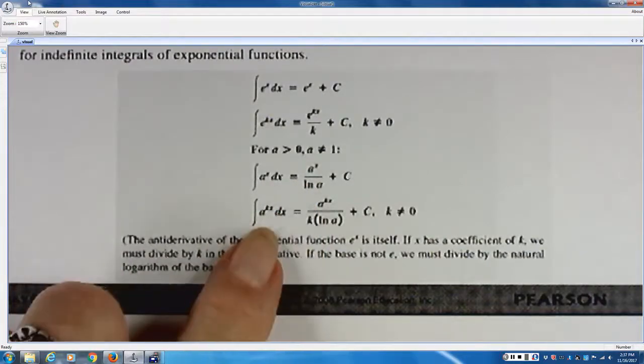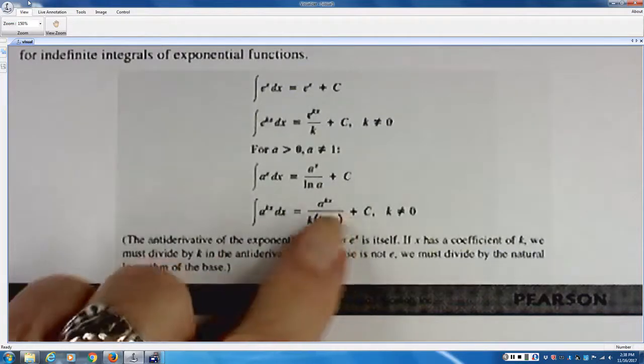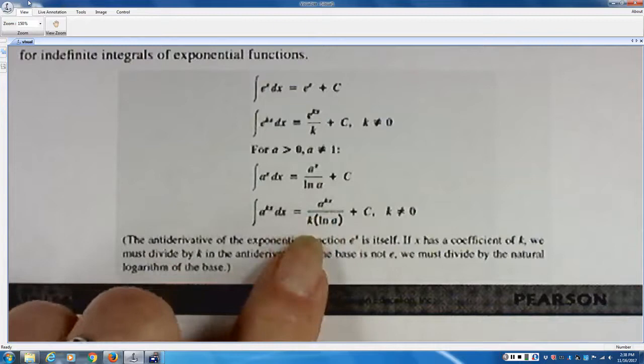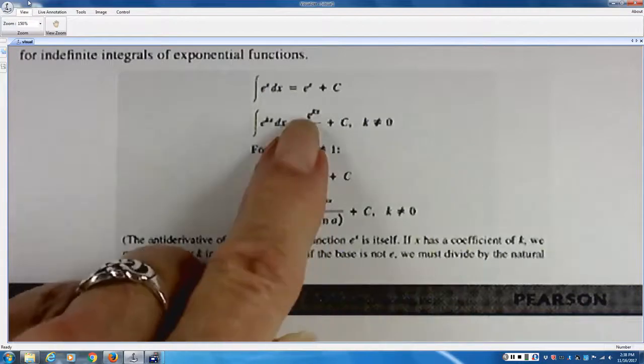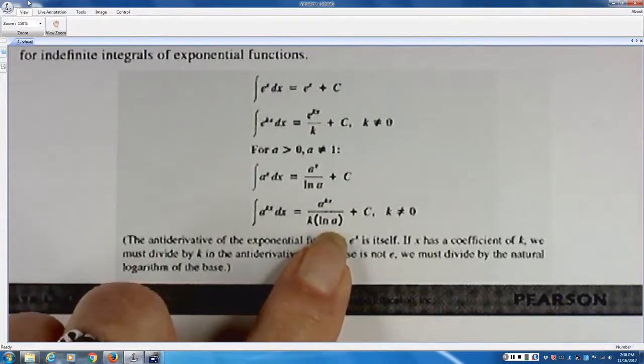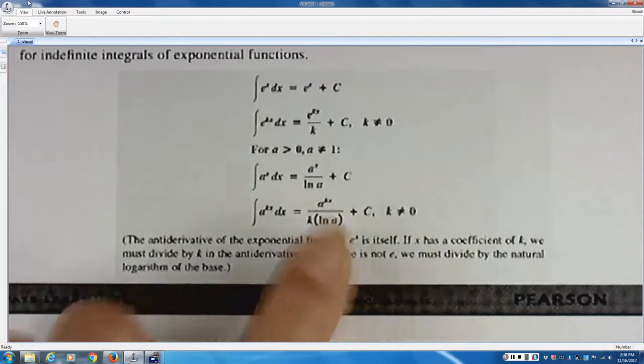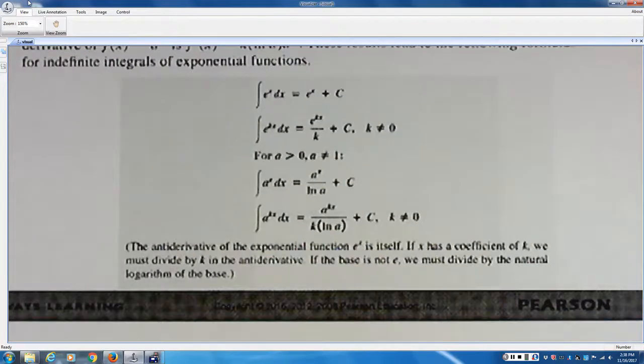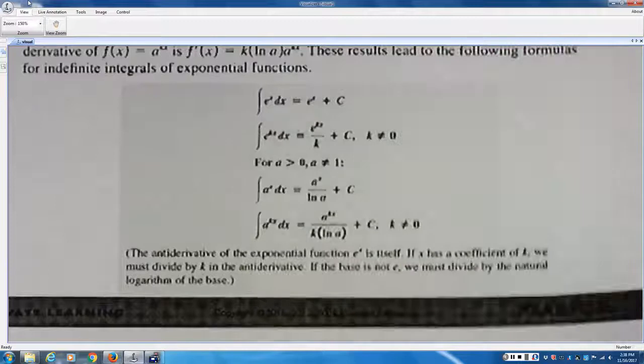And if we have a to the k times x, just like we did with e to the k times x, we simply carry along the k, but we also have to put the k in the denominator times the natural log. The reason that we don't have to worry about doing that with e to the x, once again, is because the natural log of e would have been 1, and it wouldn't have shown up anywhere. So we're going to do some examples for the e to the x exponential anti-differentiation.